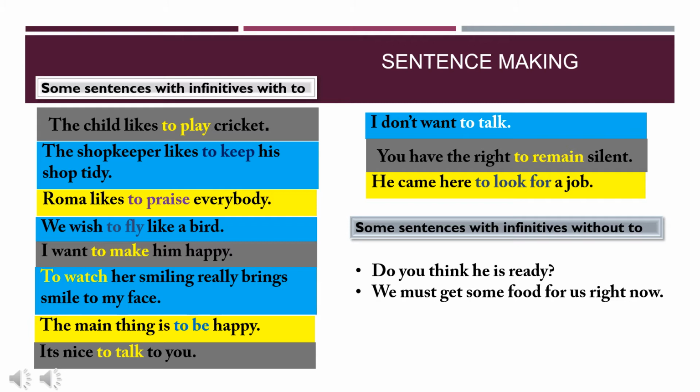So does that mean that infinitives always need a to? No. There are other examples when we use infinitives but we do not use to, like we can use infinitives after do as an auxiliary verb, like do you think he is ready, or after modal auxiliaries like must, may. For example, we must get some food for us right now. So get is here an infinitive form of the verb and it doesn't need a to. After an auxiliary we can use an infinitive without to also. We must get some food for us right now.